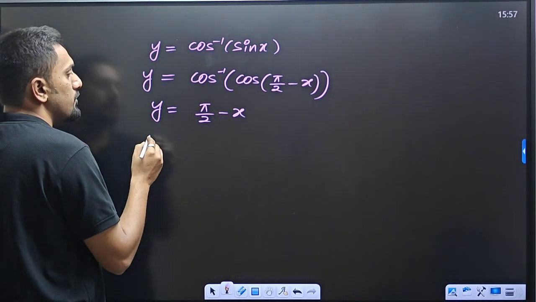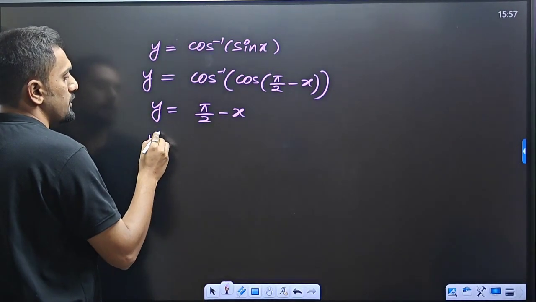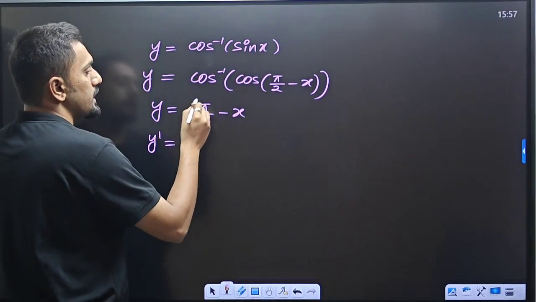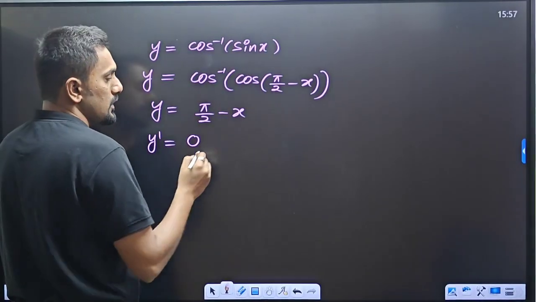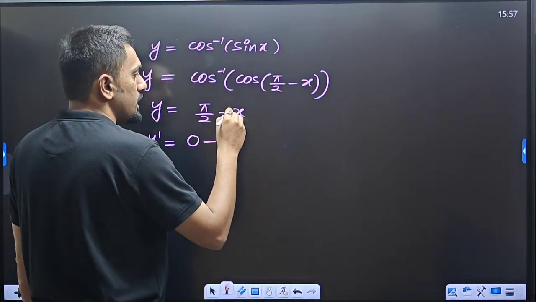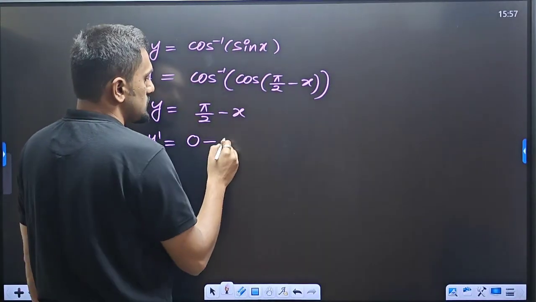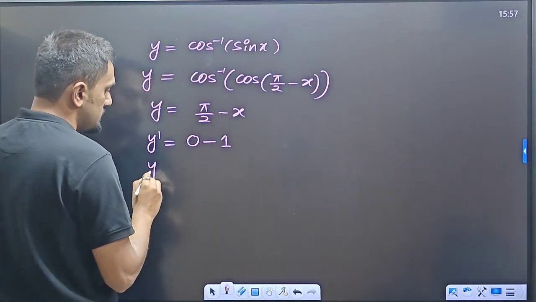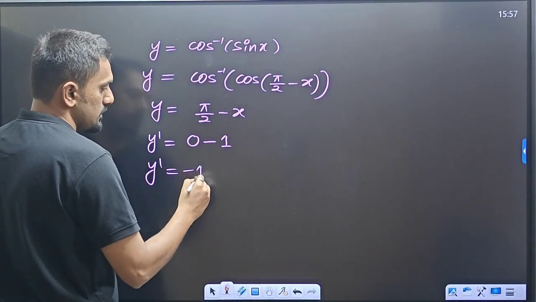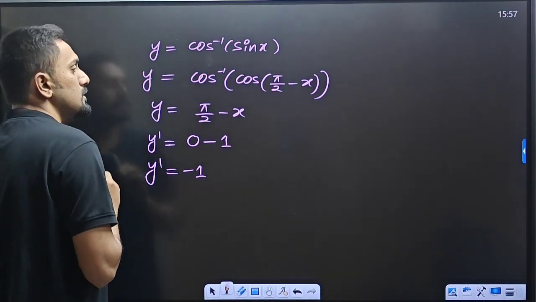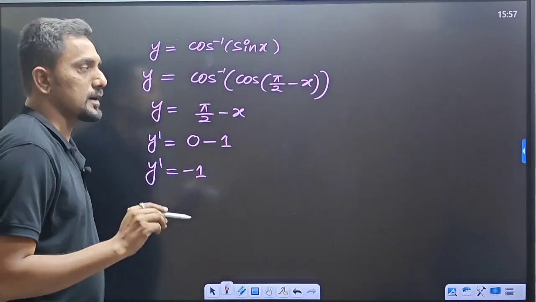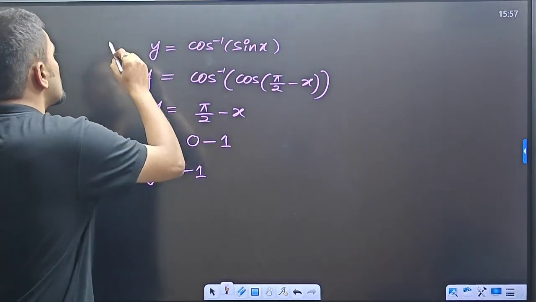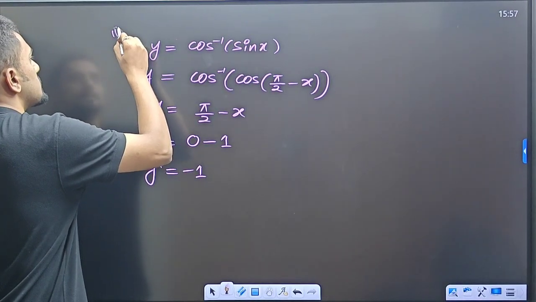Now I will differentiate this with respect to x, then y dash is equal to the derivative of pi by 2 is 0, the derivative of x with respect to x is 1. So the answer is minus 1. This method you can also use for 2 marks. Okay, 2 methods. This is the second method.